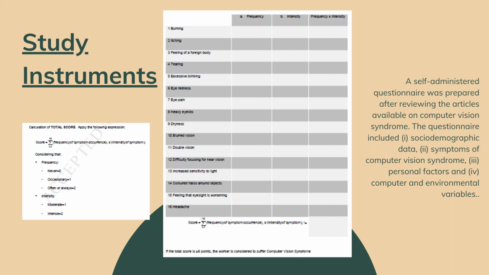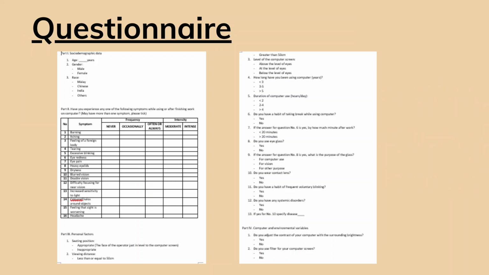And then, the total score was calculated by using the formula: sum of frequency of symptom occurrence times the intensity of the symptoms. A total score of more than 6 points was considered to suffer computer vision syndrome. This is the questionnaire that we designed to collect the data from the respondents.